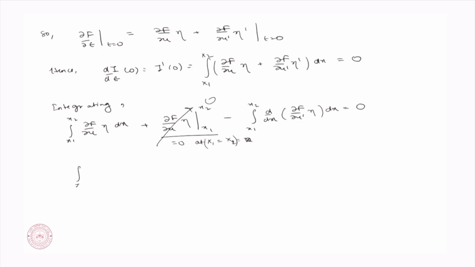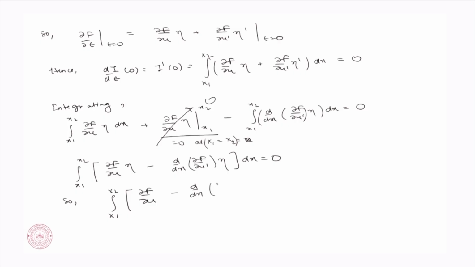So, what we will have is the integration over x1 to x2. We can put everything in one bracket: del f by del u for eta minus d by dx of this del f by del u prime of eta dx equals 0. We can take eta out as common, and we get the integration from x1 to x2 of del f by del u minus d by dx of del f by del u prime, times eta dx, equals 0.